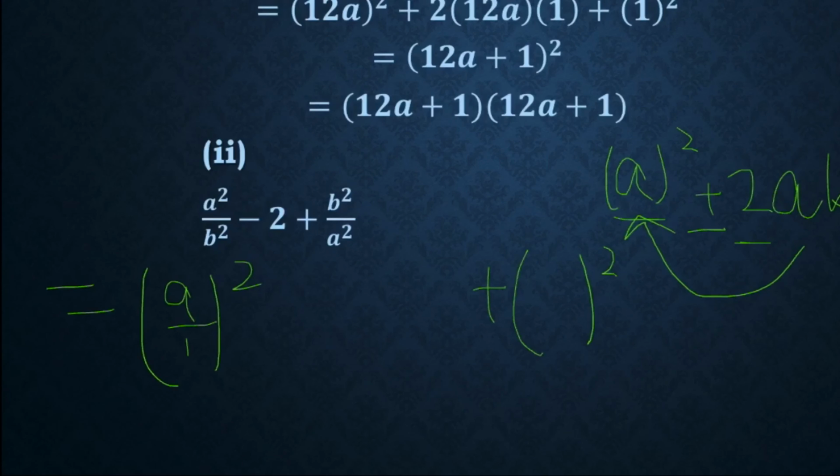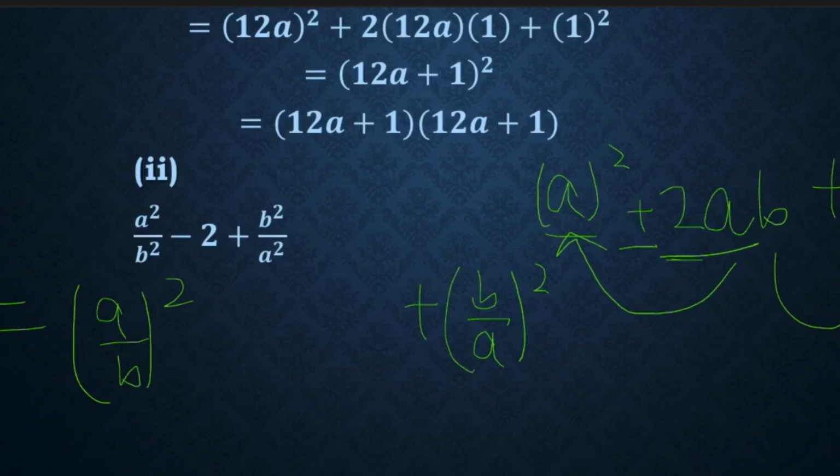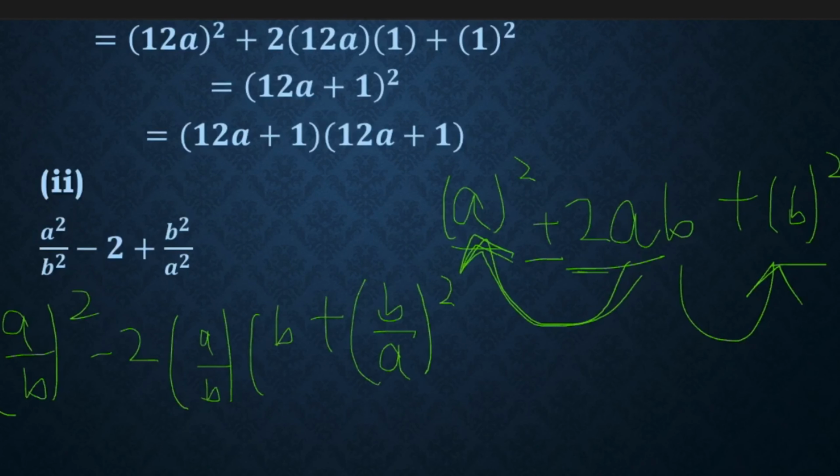Yes, it can be written as a by b whole square and b by a whole square. Now we will write this term. So it is minus 2. What is a? This term. So we will write it a by b and b by a.